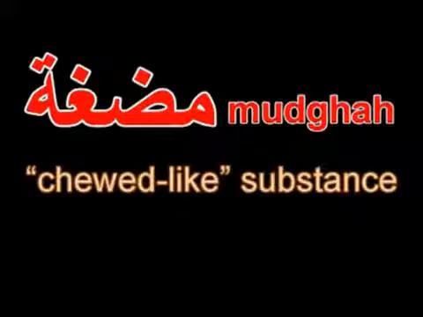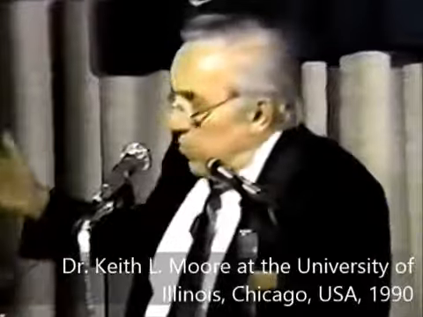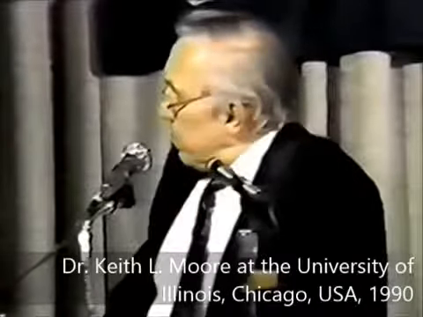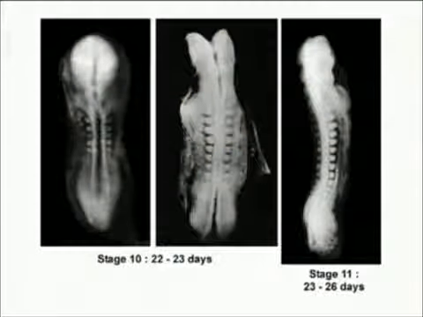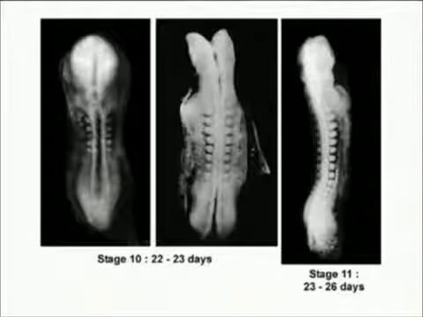Now, the next stage is the Mudgha stage, and again, when I was asked what this meant, it reminded me of an embryo at this stage. And when I was told that the Mudgha meant a chewed substance, I thought of the embryo here. You see these little bead-like structures, which we call somites. They are the beginning of what will be the vertebrae or the backbone.